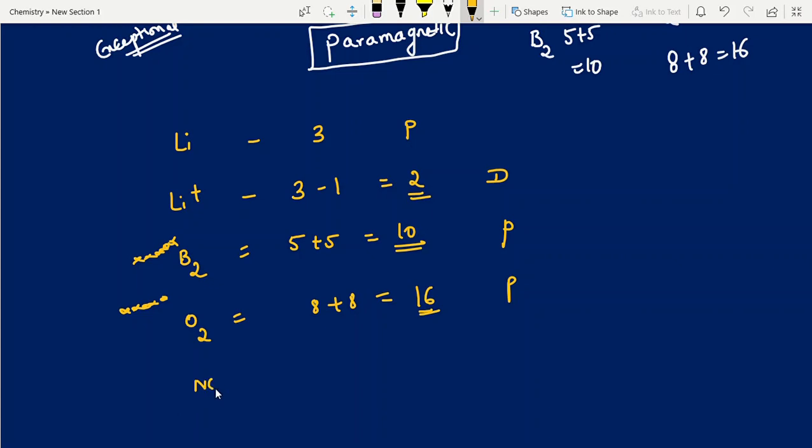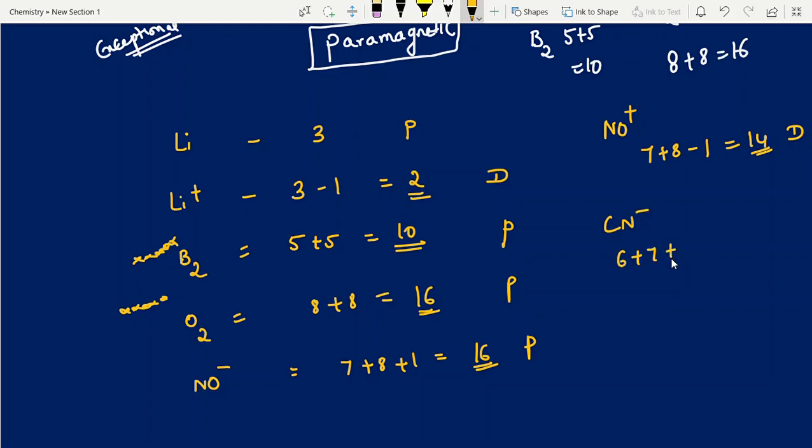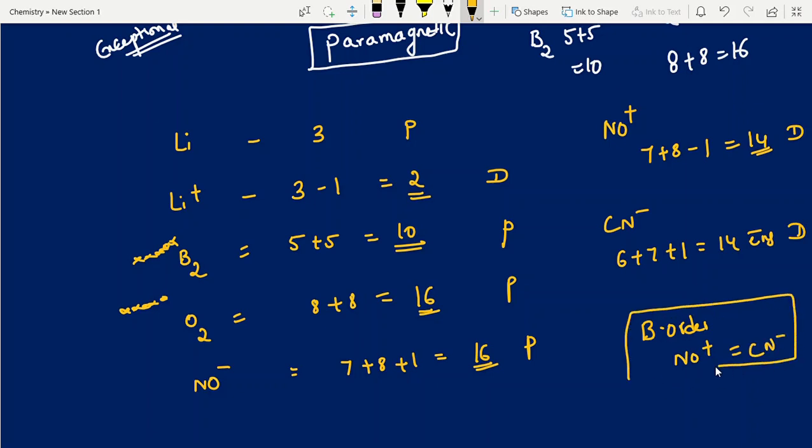Next, they gave a question like this: NO minus. NO minus means 7 plus 8 plus 1, that is 15 plus 1, 16 electrons. 16 electrons again is paramagnetic. Next, NO plus. NO plus means 7 plus 8 minus 1, 15 minus 1, 14. 14 electrons means it is diamagnetic. Next, CN minus: 6 plus 7 plus 1. How many electrons, students? Here also 14 electrons, diamagnetic. Both have the same bond order. If they ask bond order, you can write NO plus equals CN minus. This is also one of the repeatedly asked questions.